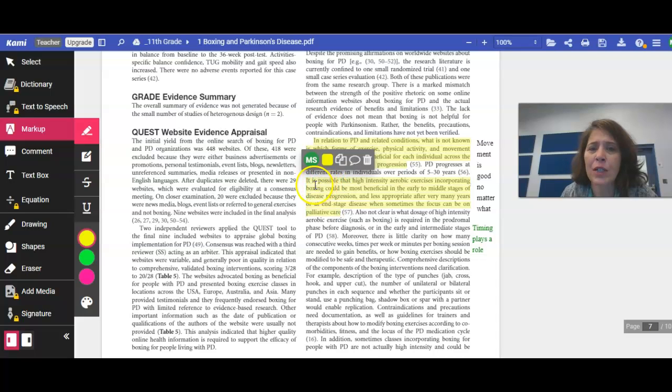It says, it is possible that high-intensity aerobic exercises incorporating boxing could be most beneficial in the early to middle stages of the disease progression and less appropriate after many years or at the end stage, which sometimes focuses on palliative care. So I've got this highlighted already. All I have to do is click on this button right here. It's going to copy it for me. So that copied it. Got a little check mark.